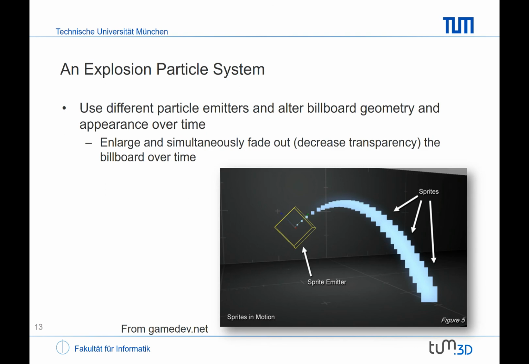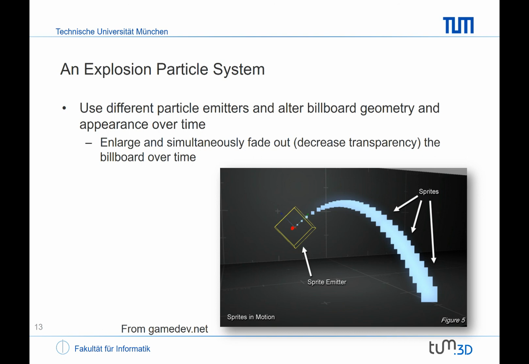Okay, we can also use different particle emitters and alter the billboard geometry and appearance over time. That is, for instance, what you see here. Here you see one single particle, which is spawned right at the collision point here at the center of that yellow cube, which is, so to say, the particle or sprite or billboard emitter. And what you see here is that, in addition to what we have discussed before, we can of course also enlarge the billboard over time, meaning that at the beginning, if you have many particles which are very close together, you get a quite dense volumetric effect.